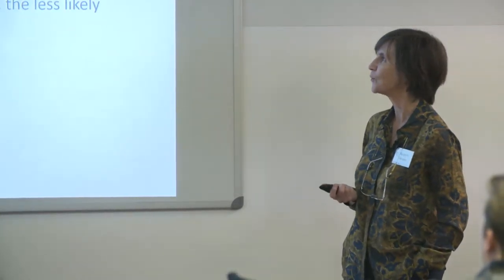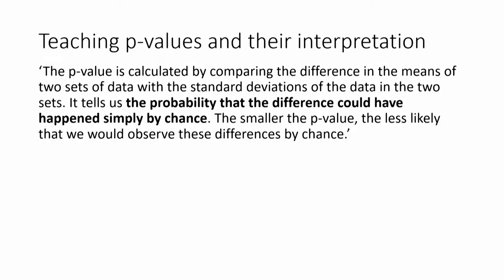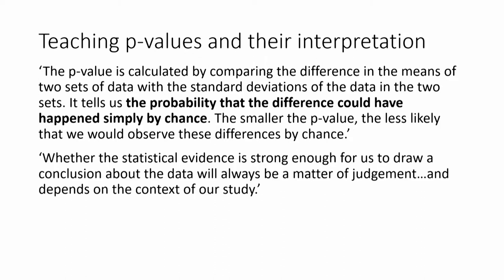This is just a quote from the new version. The p-value is calculated by comparing the difference in the means of two sets of data, which is the thing that we're concentrating on when p-value is first introduced, with the standard deviations of the data. And those are some concepts that the students have already used over and over before they get to this point. It tells us the probability that the difference could have happened simply by chance. The smaller the p-value, the less likely that we would observe these differences by chance.